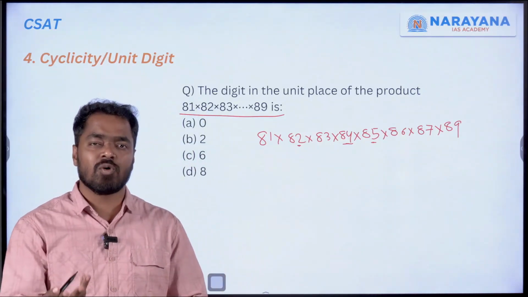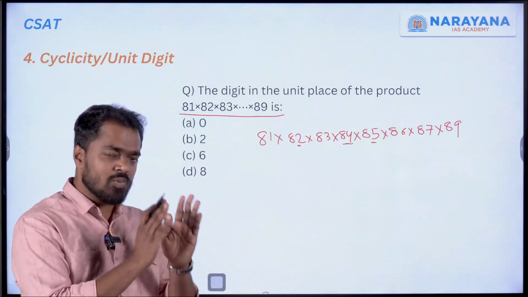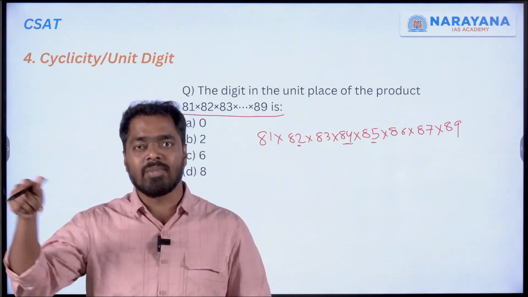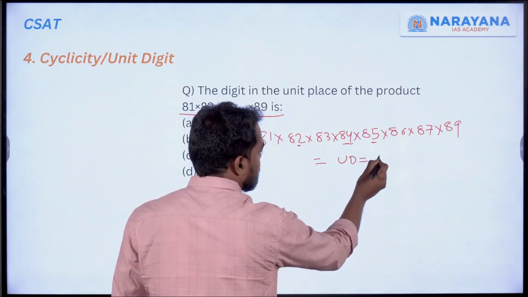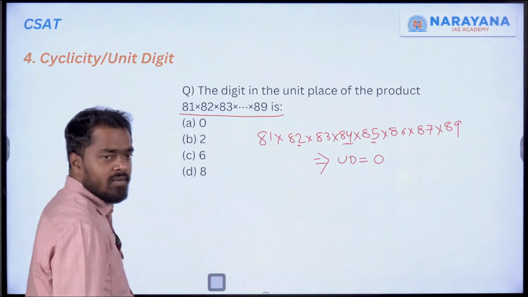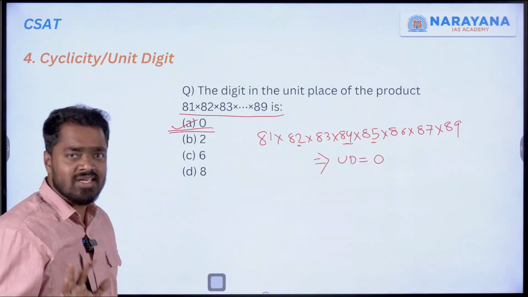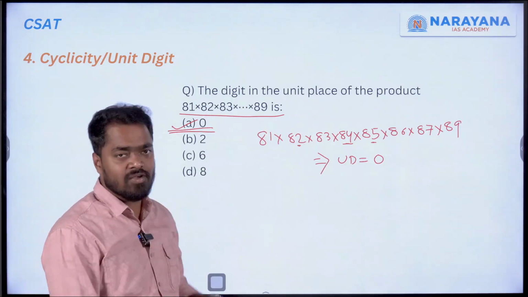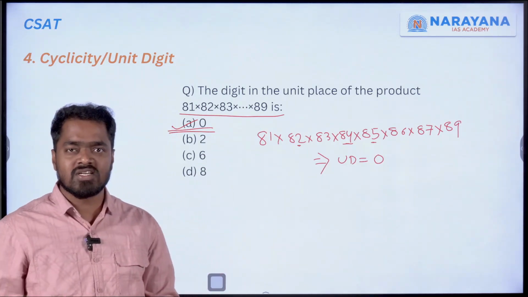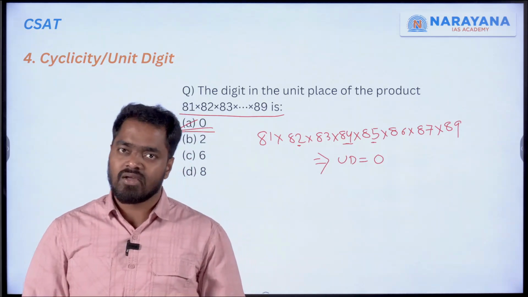If you multiply 4 with 5, 4 fives are 20, so 0. When there is a 0 in the multiplication, ultimately you will get 0 as the unit digit. So the unit digit is 0. So the answer is option A. Directly by seeing that you can tell, because in between there must be 85. So 2 into 5, unit digit is 0. If you multiply anything with 0 you will get 0 as the unit digit.